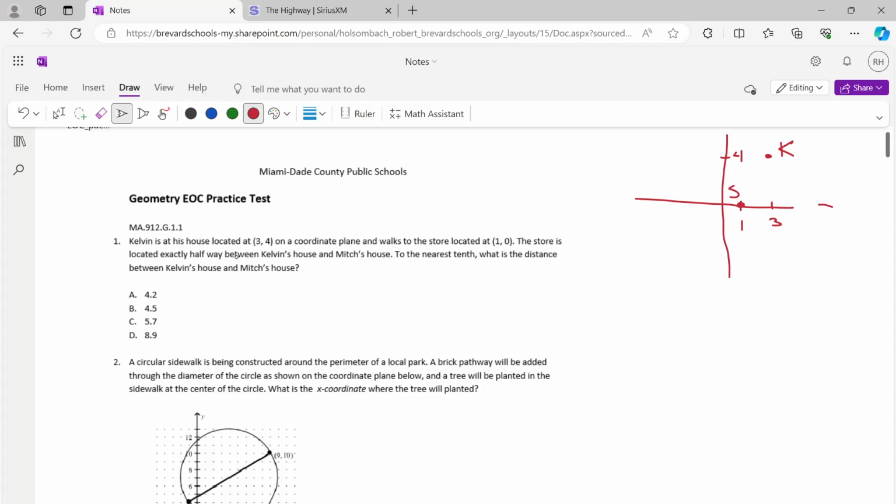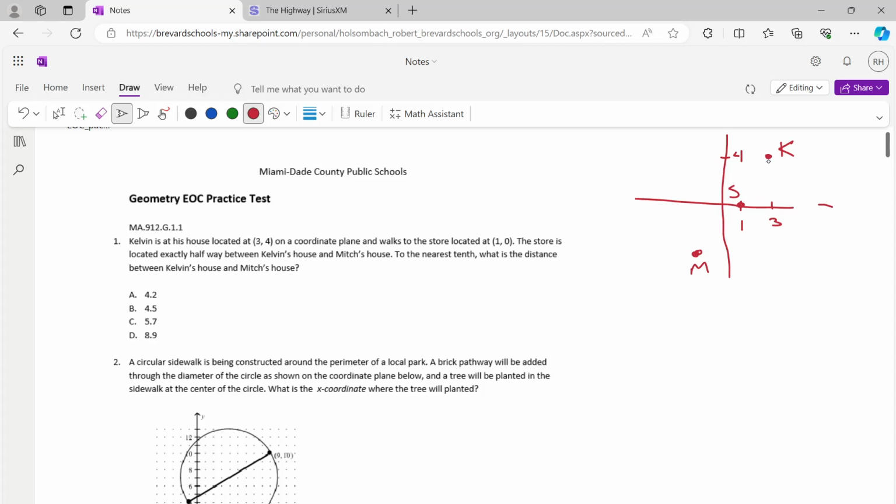The store is halfway between Kelvin's house and Mitch's house. So Mitch lives down here somewhere. To the nearest tenth, what is the distance between Kelvin's house and Mitch's house? So we've got to find the distance from this point here down to this point here.